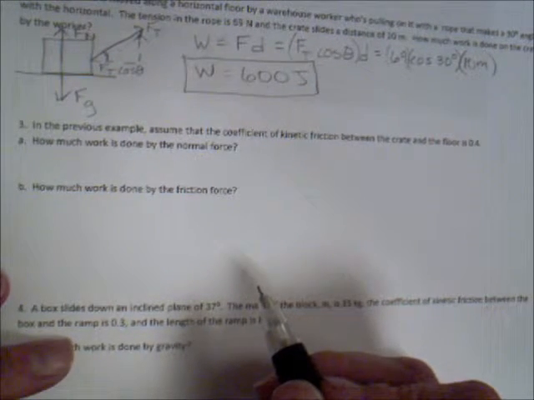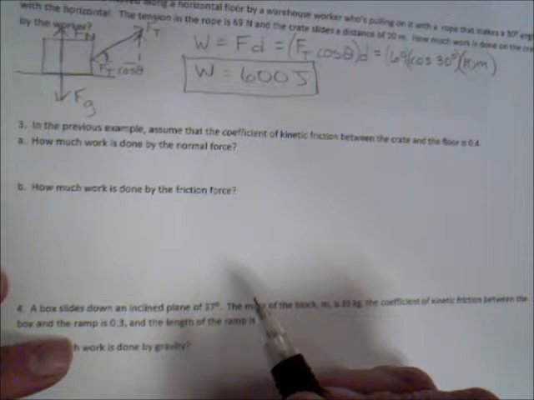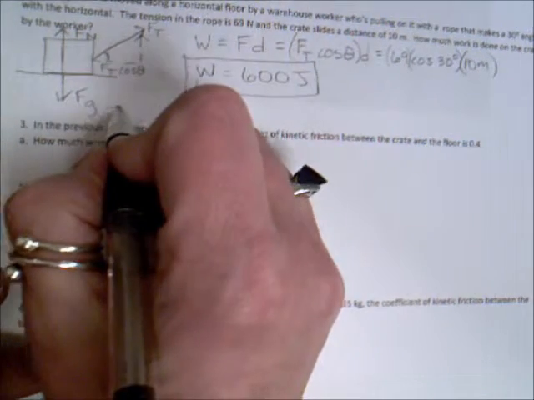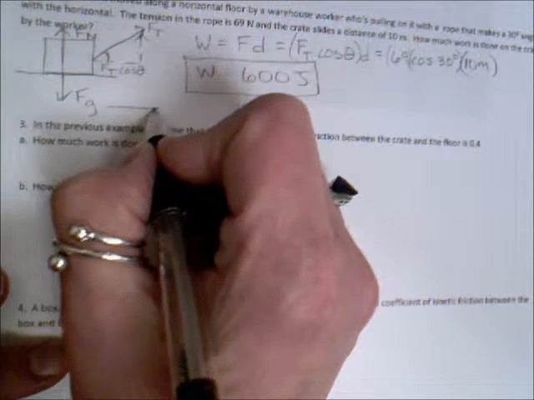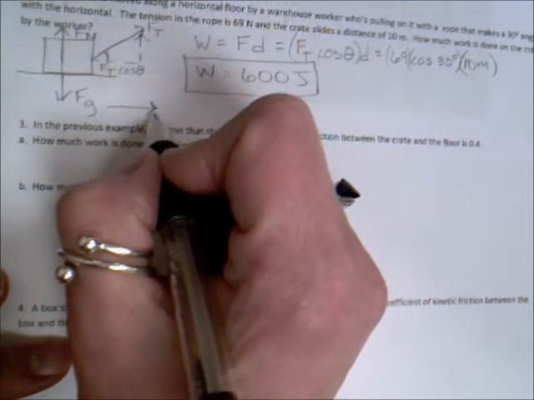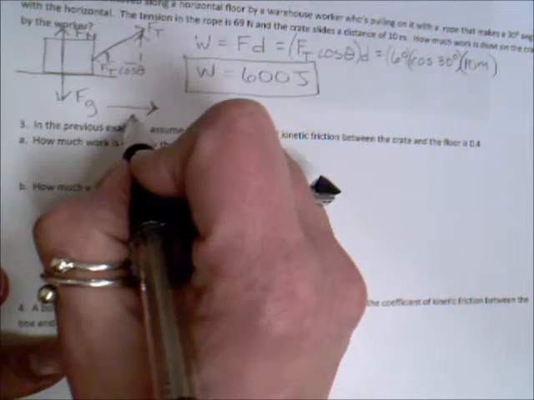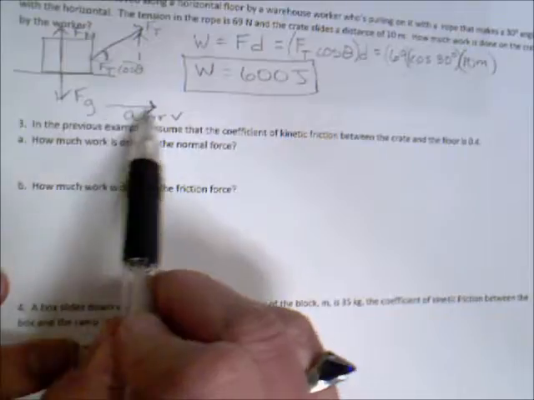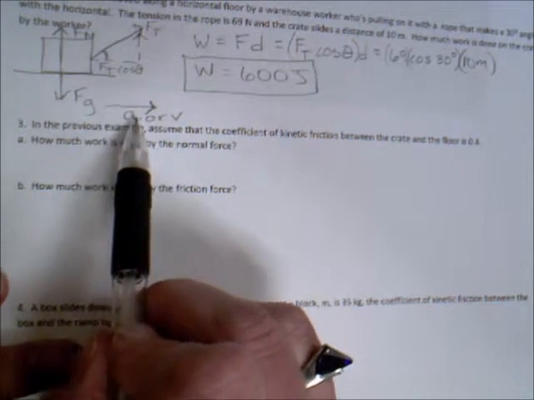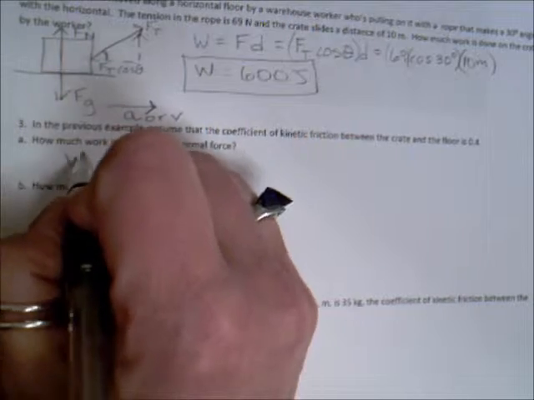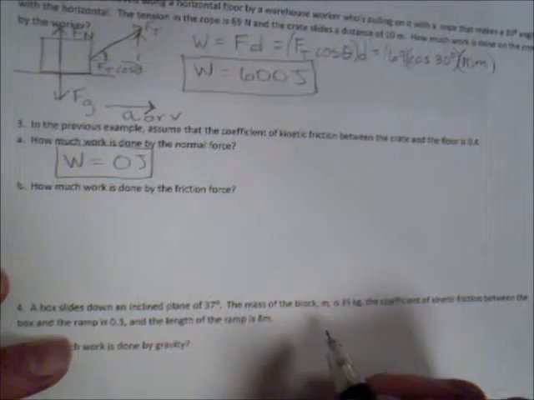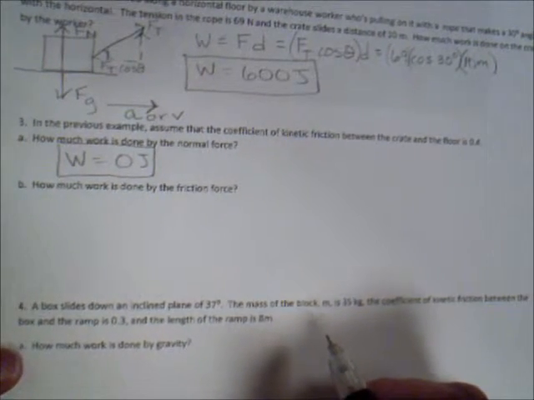Well, if you'll go back to the notes, the displacement must be parallel to the force for work to be done. The box is actually sliding this way. It doesn't say whether it's going at a constant velocity or it's going with an acceleration, so it could be a or v, but the thing about it is it's moving towards the right. It is not moving up and down. So there is no work done by the normal force. How much work is done by the friction force?